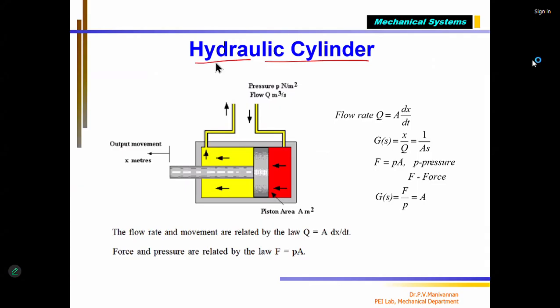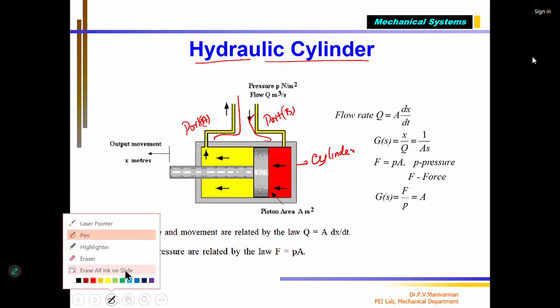So in the case of a hydraulic system, you call it a hydraulic cylinder. This is the cross section of your hydraulic cylinder. You can see that this is the cylinder, completely enclosed, both ends are closed, and it has two inlets. They are called ports. This is port A, and I call this port B. There are two ports through which pressurized fluid can enter and can go out also, both ways.